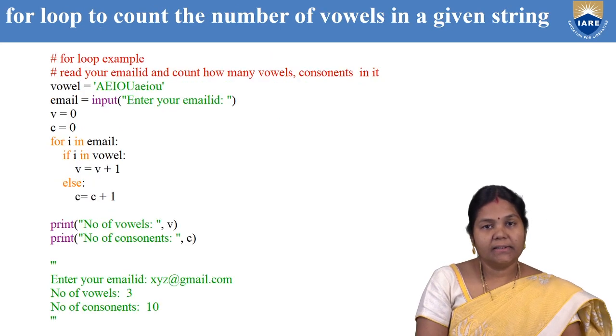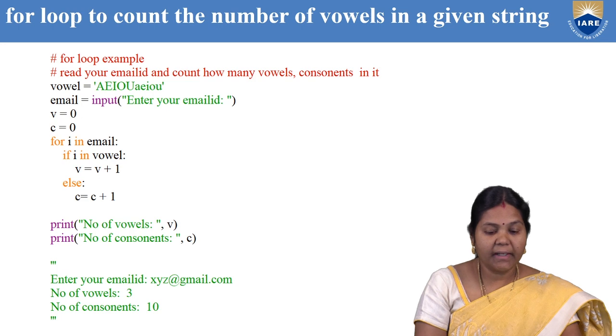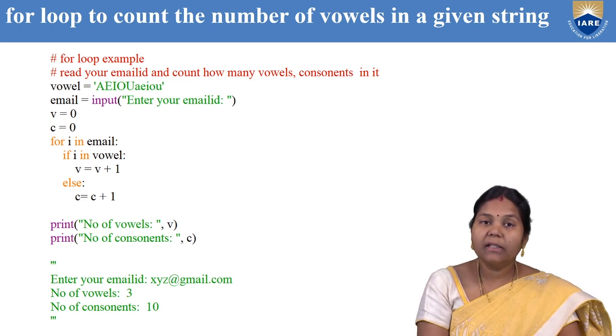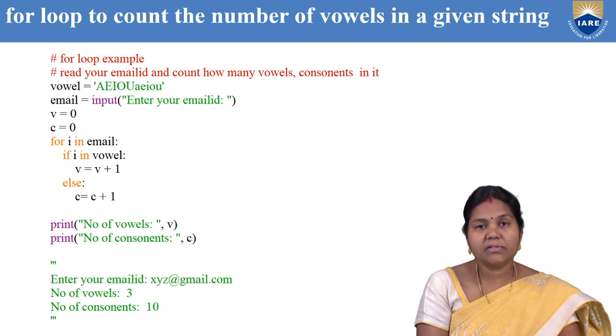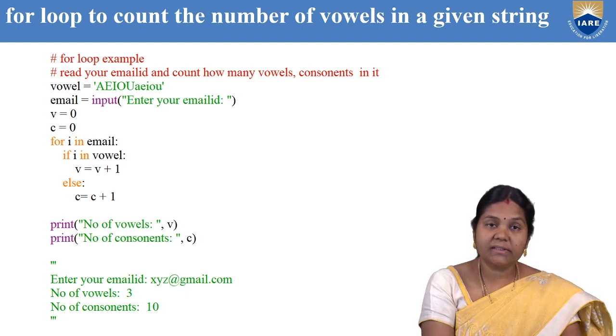Now let us understand how the for loop works by taking some real-time examples. For example, I want to count the number of vowels present in a string. First of all, I have to read a string and check how many vowels and how many consonants are there. So let us see this example.